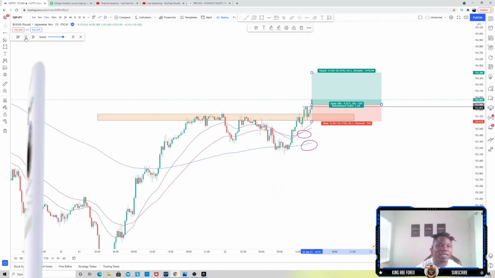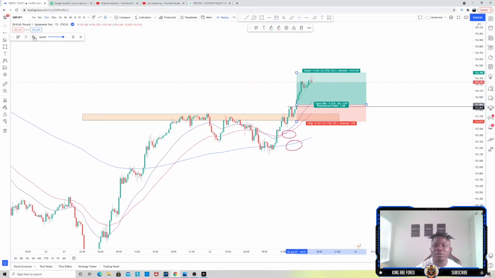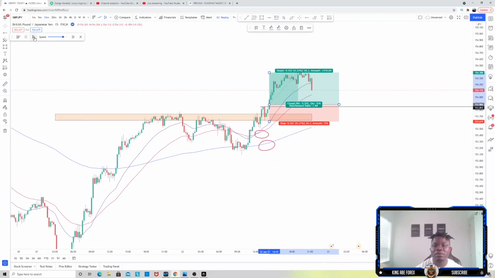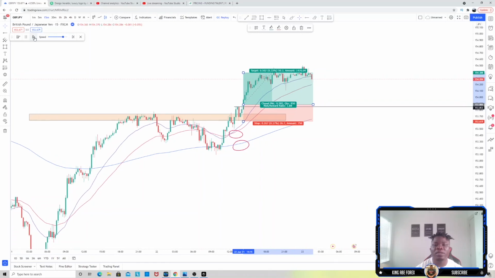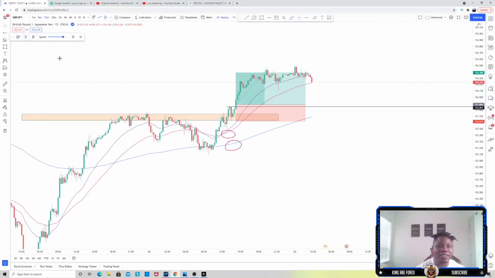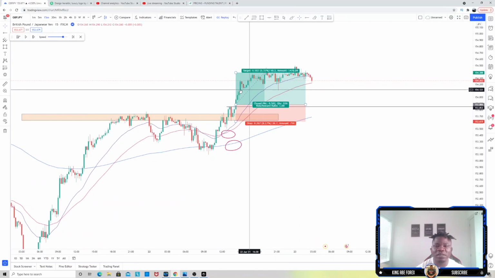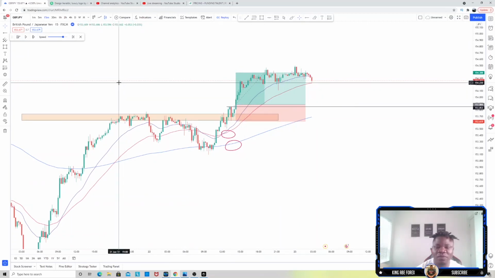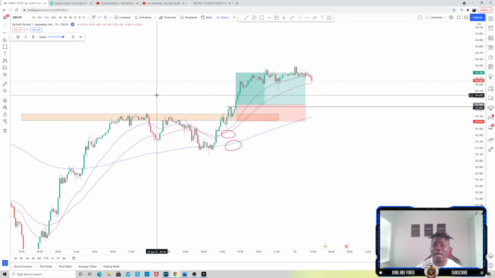And now let's see how this trade actually played out. Bam. We got our take profit smashed right there, as you guys can see. We got our take profit smashed for 50 pips. So guys, this is how you use this strategy for a buy.